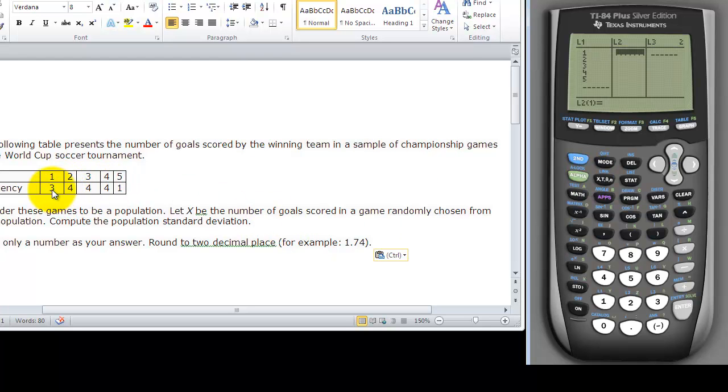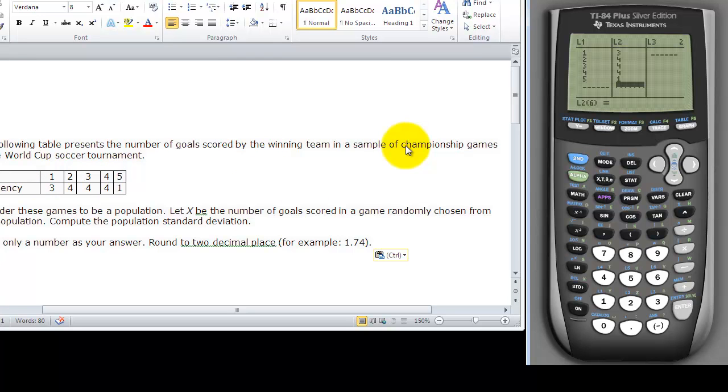There was 1 goal 3 times in a championship game scored by the winning team. And 4 times the winning team scored 2 goals, and 4 times the winning team scored 3 goals, 4 times the winning team scored 4 goals, and only 1 time did the winning team score 5 goals. So we have our table, and everything looks correct.